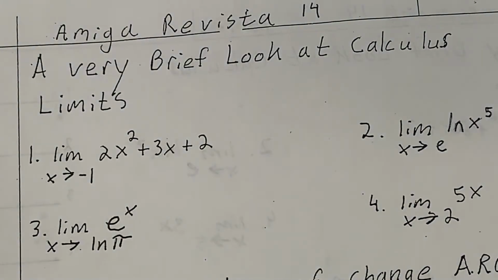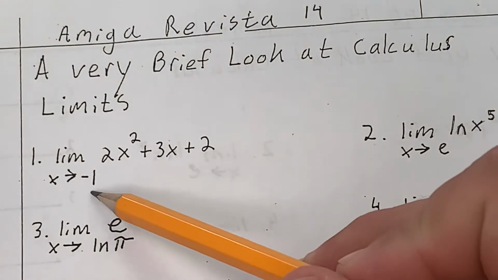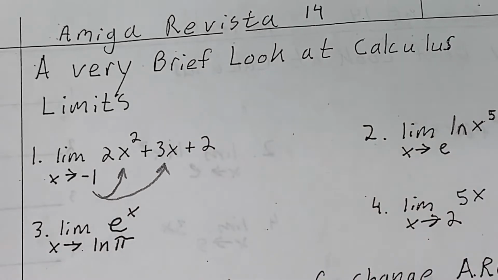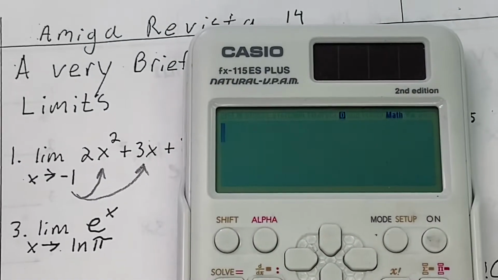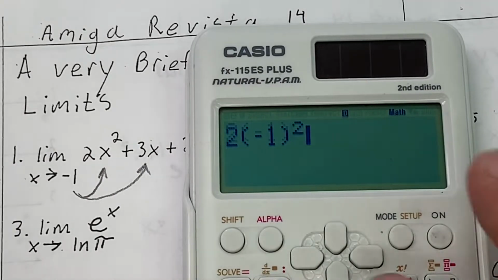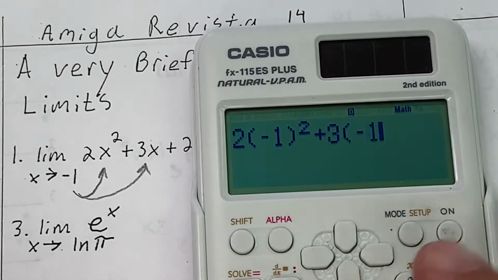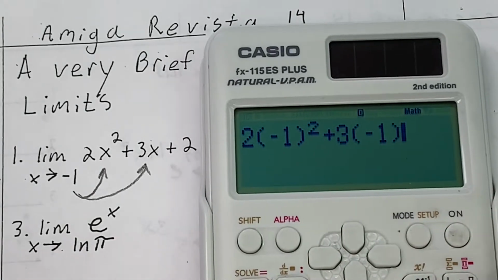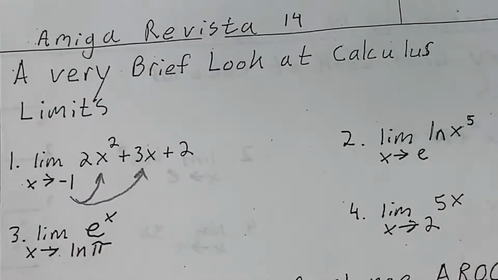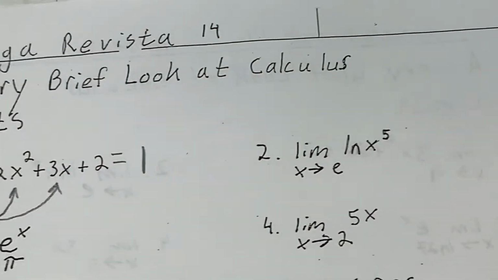Okay, a very brief look at calculus 14, limit problem. So we're just going to plug this -1 into the x value. If you're not very good at arithmetic, we can use the calculator for this. So we're going to type in 2, open parentheses, -1, close parentheses, square it, plus 3, open parentheses. Don't forget it's a -1, close parentheses, and then plus 2, hit equals. So my answer would just be 1. Again, if you're good at arithmetic, you don't need to use the calculator, so this limit is just going to equal 1.